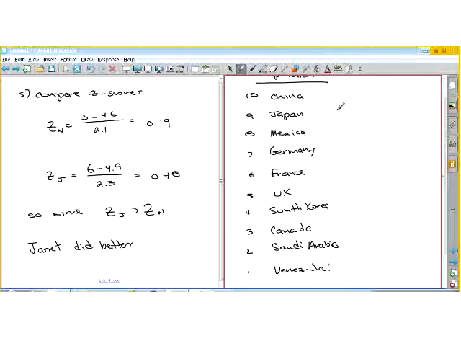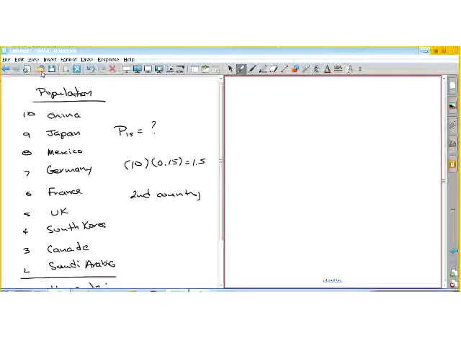So problem 13 asks about population, and it says the 15th percentile is what? So if you take 10 data points, multiply by 0.15, you get 1.5. So it's the second country. You round up. 1.5 rounds up to 2. The second country is Saudi Arabia. So Saudi Arabia is the one that's in the 15th percentile.